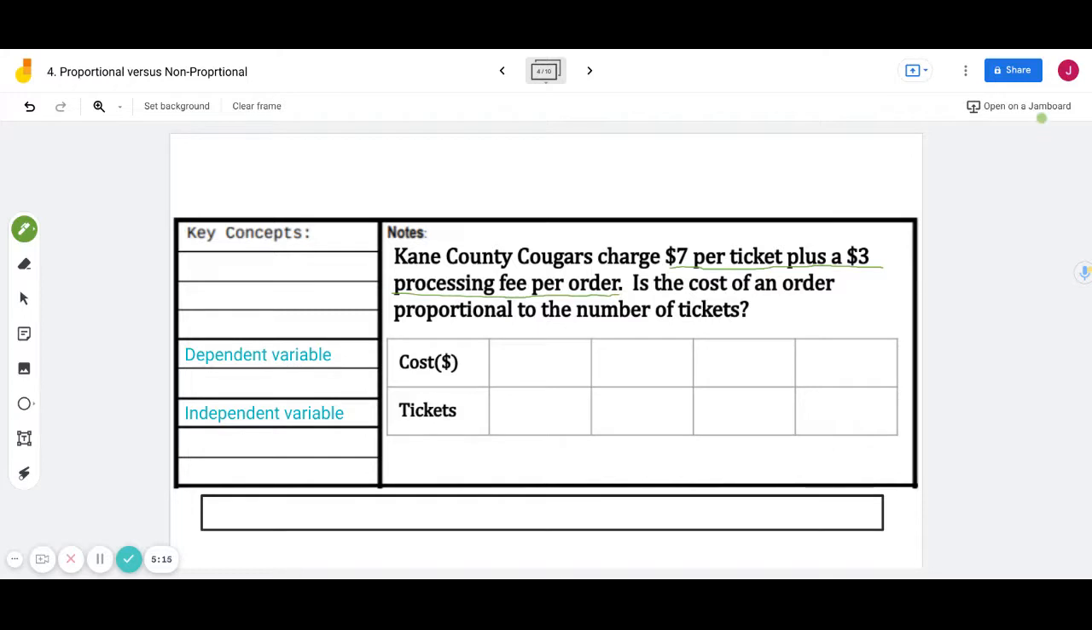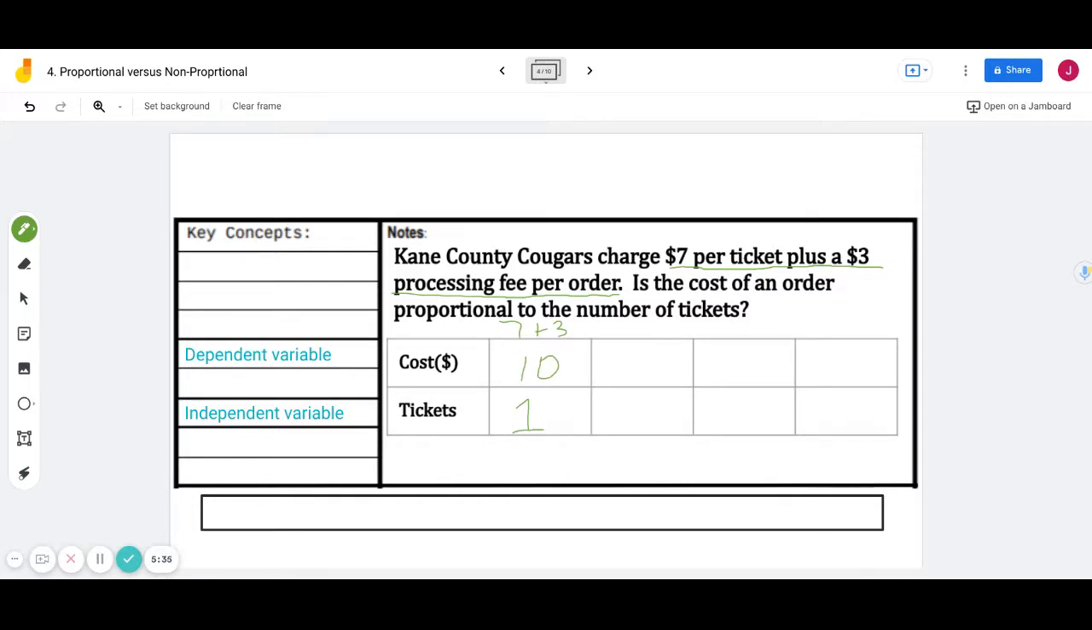All right, so that means if I'm just going to order one ticket, it's $7 for that ticket, but $3 processing fee for the order. So how much would that be? That would be 7 plus 3, or 10, right?